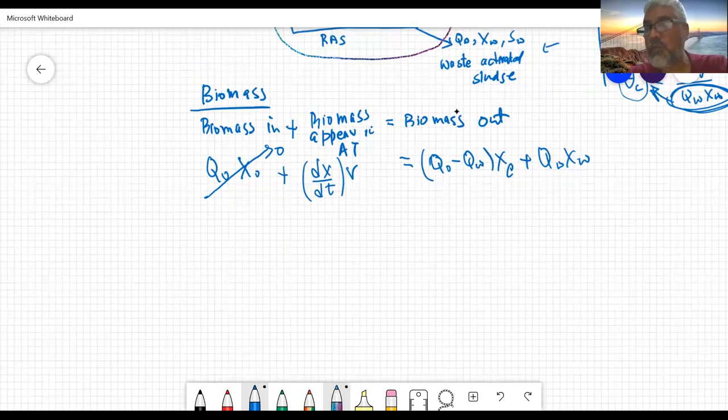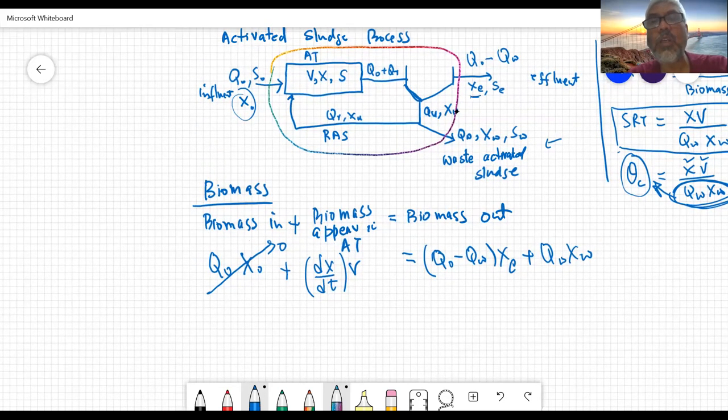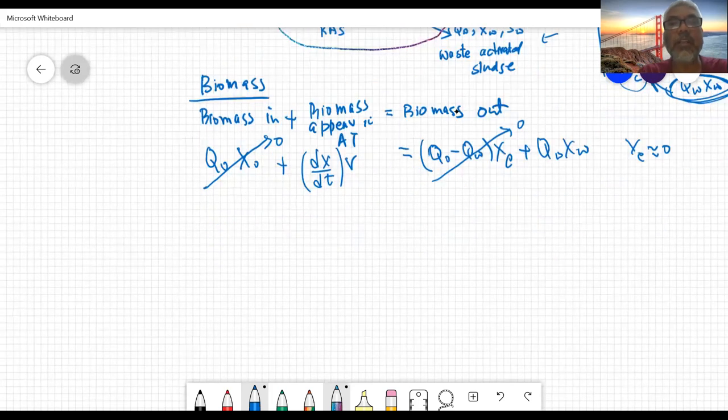Also we have to assume that the biomass which is going out should be very small, because we capture the biomass in the aeration tank here. So the biomass concentration which is going out, XE, should be very, very small. So XE should be equal to zero. So we can also assume this term is approaching zero. Now what is left here is the two terms on the left.